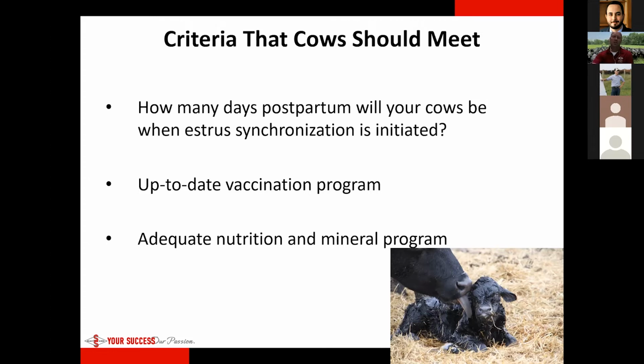Again, visit with your veterinarian, making sure your vaccination program is up to date. And again, from an adequate nutrition and mineral standpoint for those females. And those vary based on the time of the year as well, based on the forages that are being provided to those females at that time.